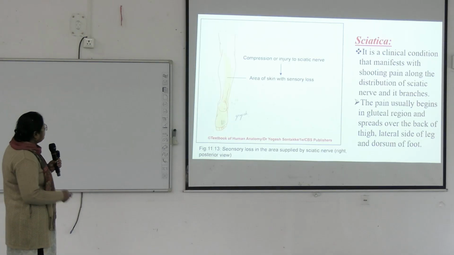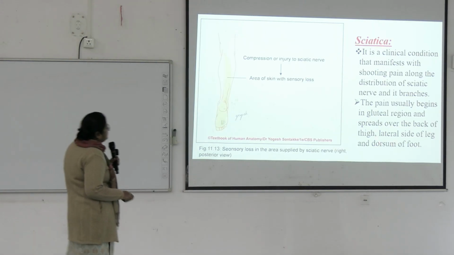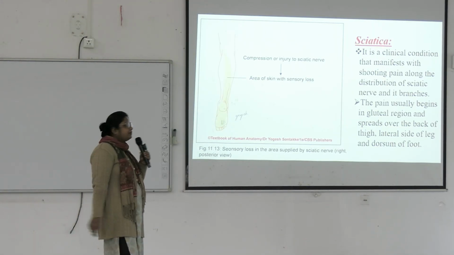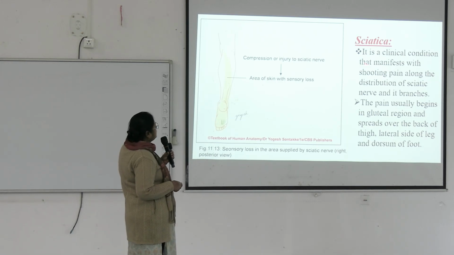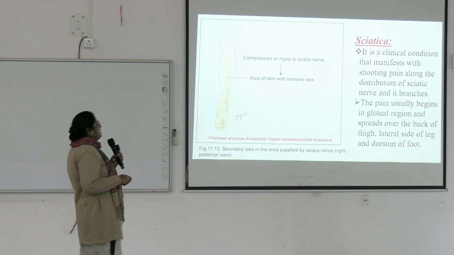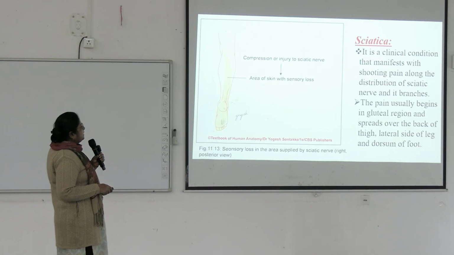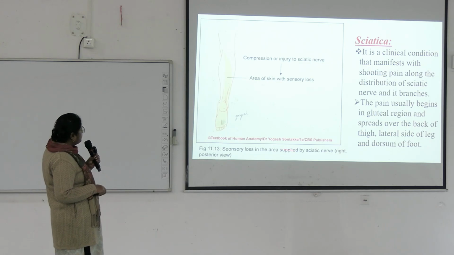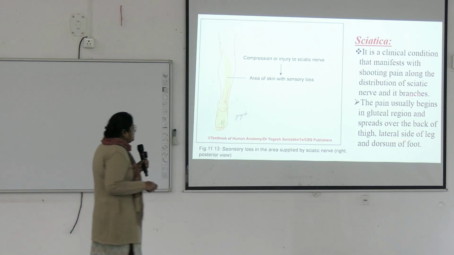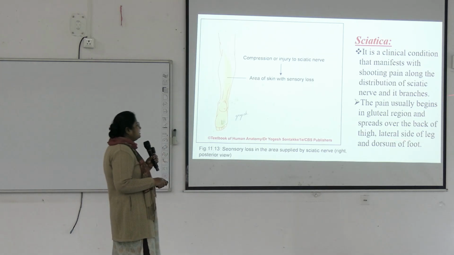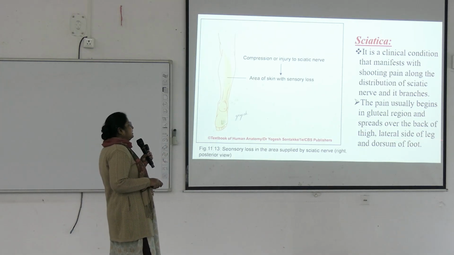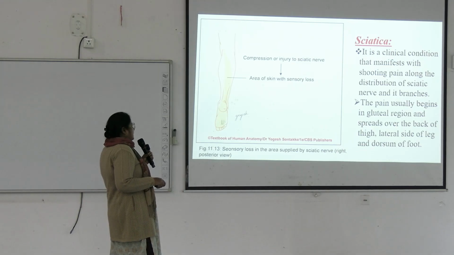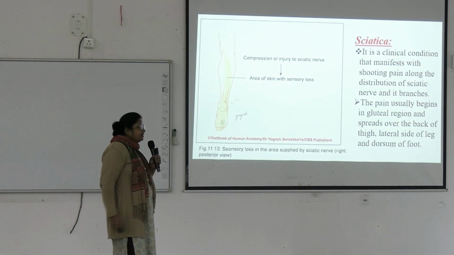Okay. Next is sciatica. This is a very common condition. It is a clinical condition that manifests with shooting pain along the distribution of the sciatic nerve and its branches. Okay. So these are the distribution. Sensory loss occurs in this area supplied by the sciatic nerve. Pain usually begins in the gluteal region, spreads over the back of the thigh, lateral side of the leg, and the dorsum of the foot.